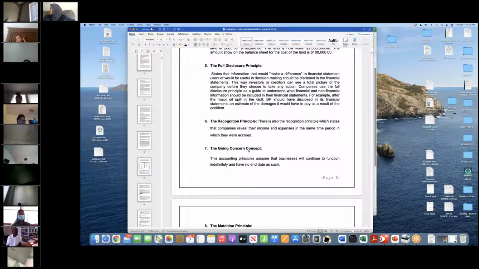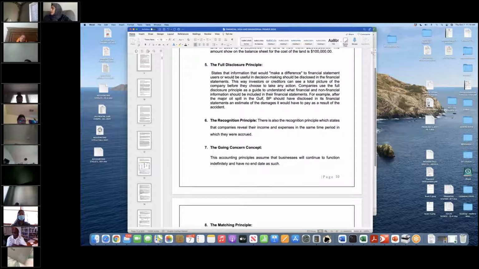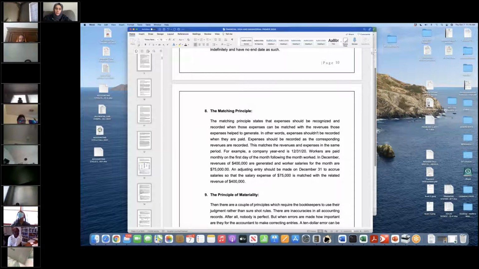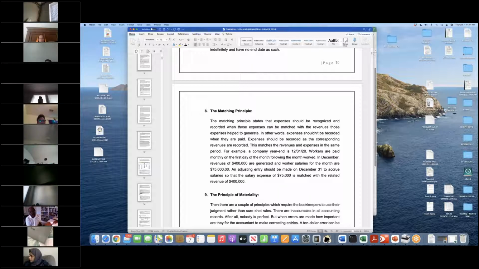So if you remember on that journal entry 15, even though the work had not been done, the income was recognized because the earning process had been completed. So we're already working with this recognition principle. Then we have the matching principle. The matching principle states expenses should be recognized and recorded when those expenses can be matched with the revenues. So if we have revenue, the expenses need to be matched with them. If not, you're going to be taxed on revenue higher than what you should be because you didn't recognize the expenses.